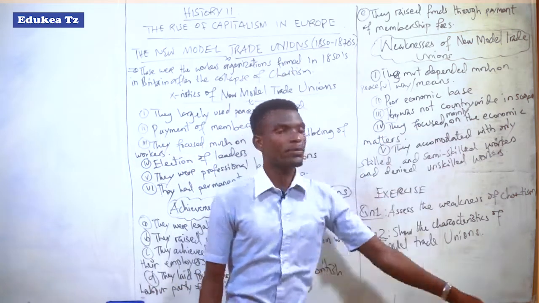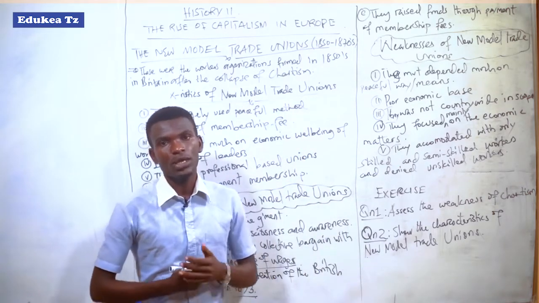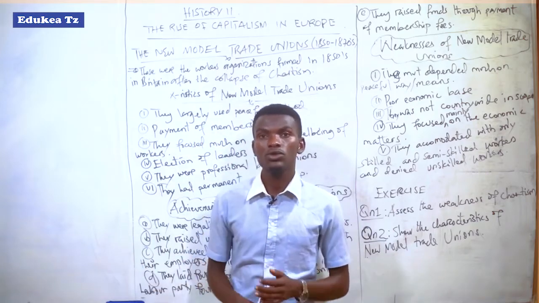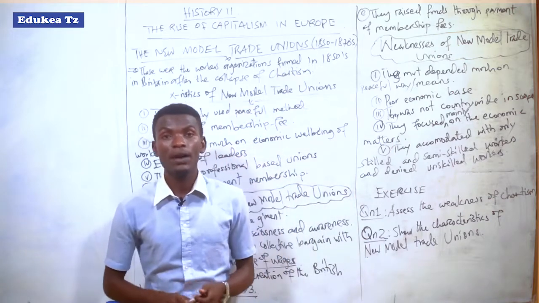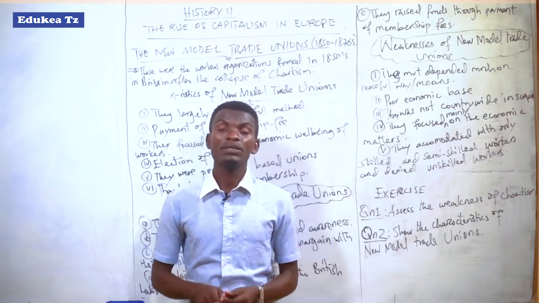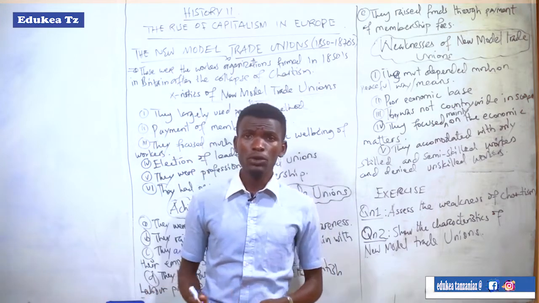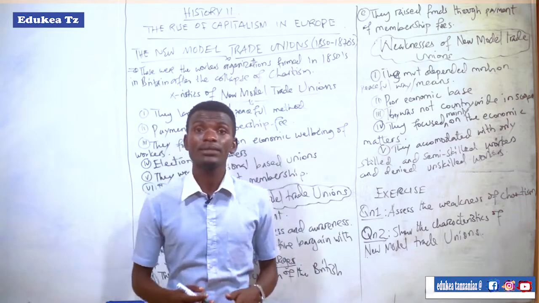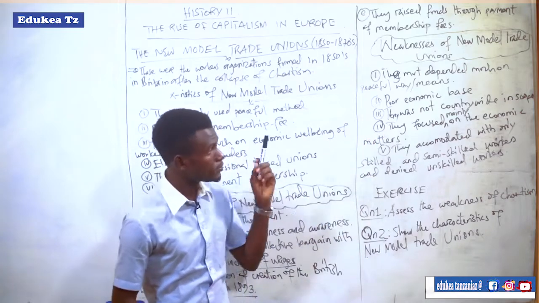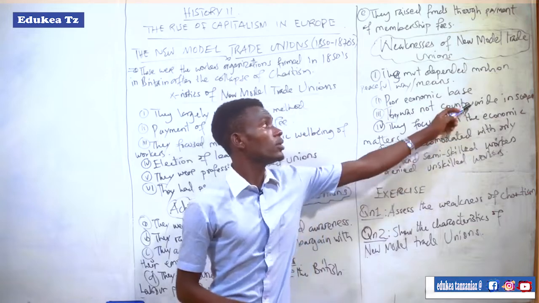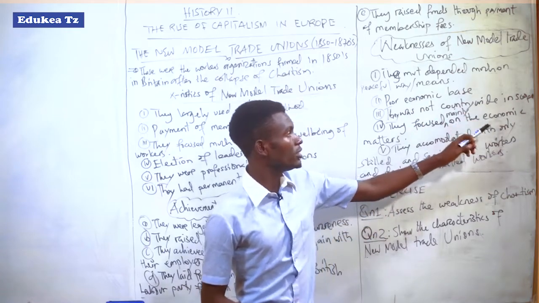Another weakness was poor economic base. It means that for the membership fee which was priced by the leaders of the unions, not every member of those unions was able to pay it. So to some extent, funds became a problem, or the membership fees which were paid by those union members were not satisfying in conducting their union's activities. So they faced financial problems.